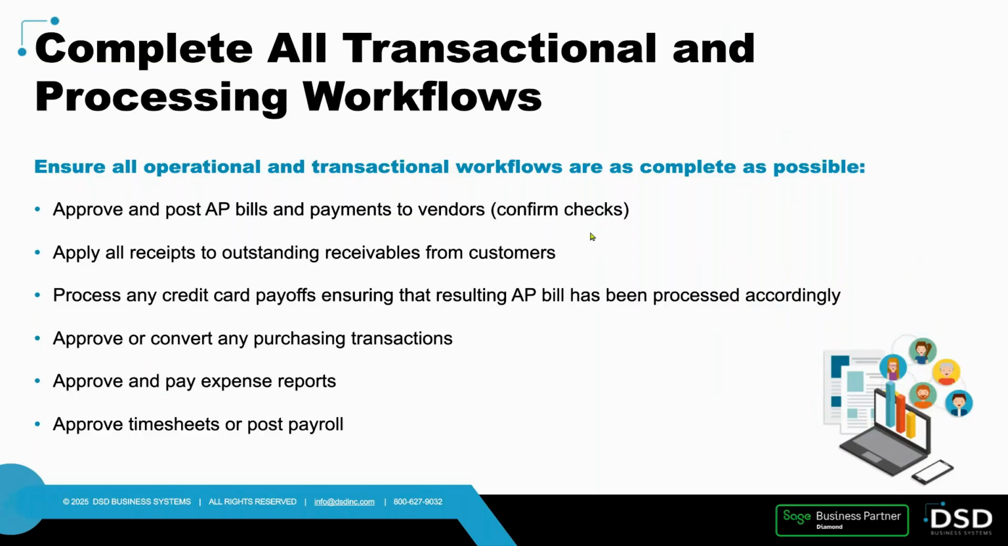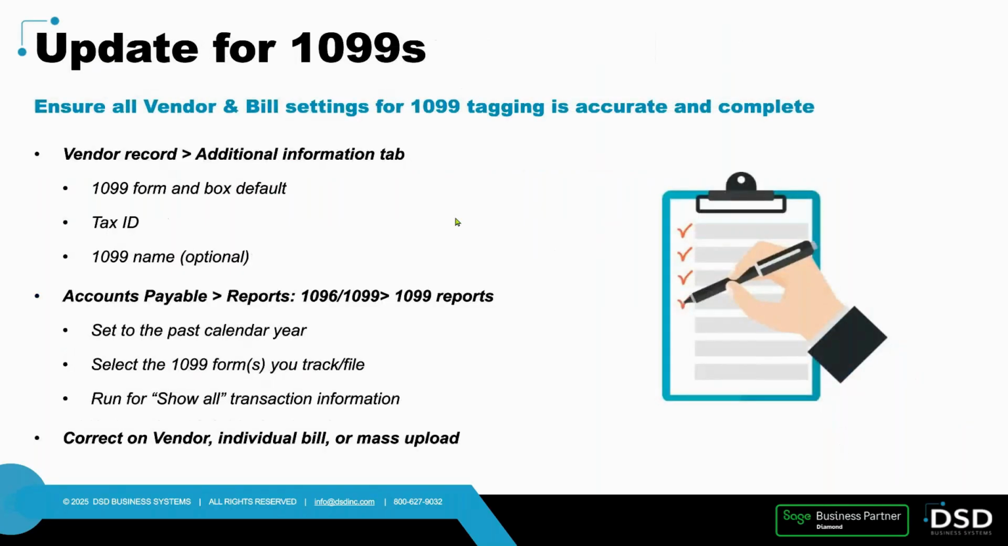All right, so we'll start off with completing all transaction and workflow processes. We want to approve and post the AP bills and payments to the vendors. We want to confirm the issuance of checks as well. We want to apply all receipts thoroughly to outstanding receivables for customers. Any credit card payoffs, we want to handle those accurately. We want to ensure proper processing of resulting AP bills. We want to address any pending purchasing transactions by either approving them or converting them.